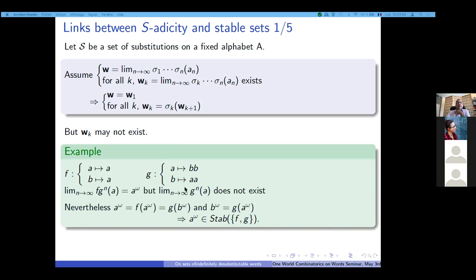Nevertheless, in the context of a stable set, we can see that the periodic word a omega can be desubstituted to itself by the morphism F. It can also be desubstituted by the morphism G to the periodic word b omega, and b omega can be desubstituted to the word a omega. This shows that a omega can be indefinitely desubstituted by using the two morphisms F and G, essentially G, up to ultimate periodicity.